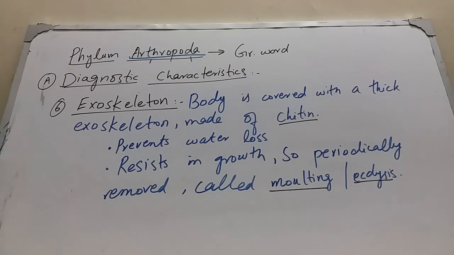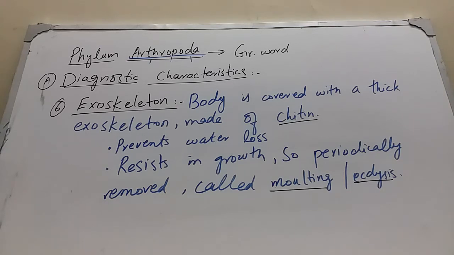Next point is exoskeleton of arthropods. The body of arthropods is covered with a thick exoskeleton which is made up of chitin. Or we can say they have a chitinous exoskeleton. The function of this exoskeleton is it prevents the loss of water from the body, it prevents the dehydration of the animal body, and secondly this exoskeleton resists growth, it does not allow the expansion of the body.